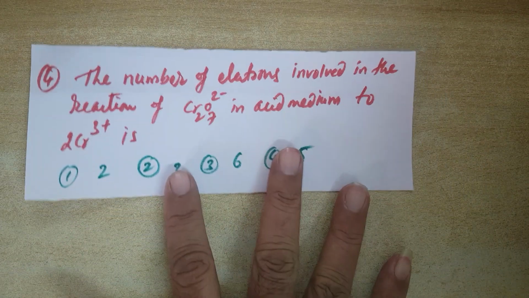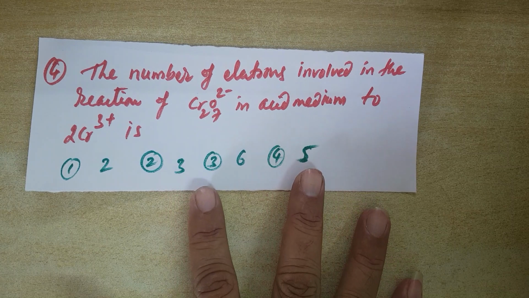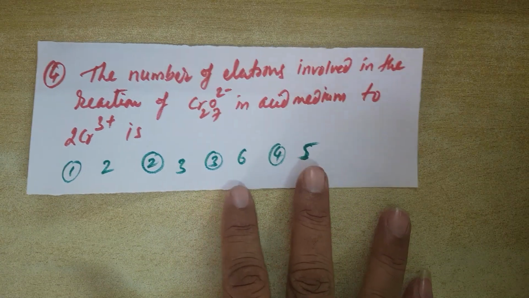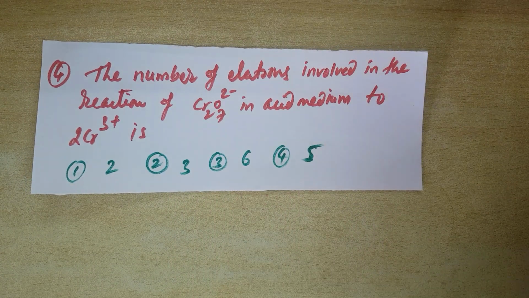Right? Question number 4. The number of electrons involved in the reaction of Cr2O7 2-. Cr2O7 2- is the dichromate ion. The dichromate ion is converted into Cr3+. Here the change of the chromium oxidation number is +6 converted to +3. So everyone expects the number of electrons participating in this reaction to be only 3. But the answer is different, because there are 2 chromiums there. Try to get it.